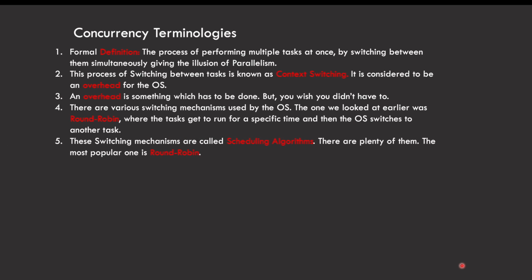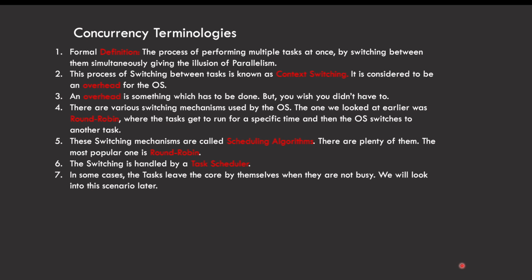Now, these switching mechanisms are known as scheduling algorithms. If you look it up online in another tutorial, maybe you'll see that it's called a scheduling algorithm. There are various scheduling algorithms, a lot of them exist, and the most popular one is round robin, which we just saw an example of. It's not exactly accurate as the real world round robin, but you get the idea, right? The core will work on a particular task for a certain amount of time, and then the OS will tell the core to switch to another task. The switching again is handled by a task scheduler.